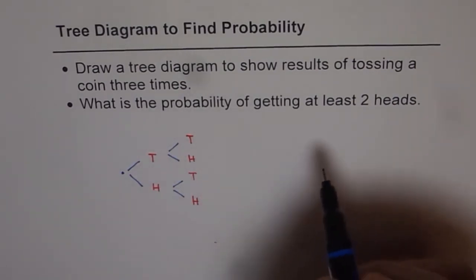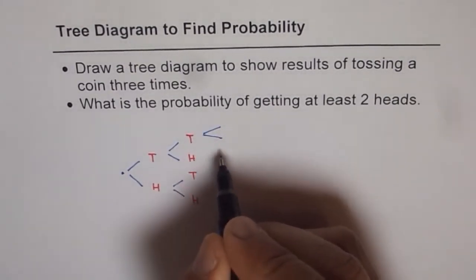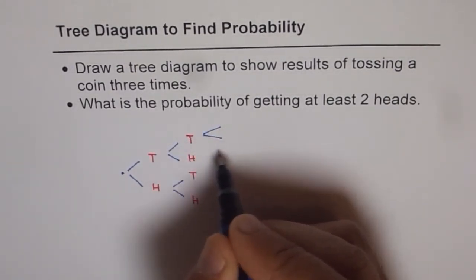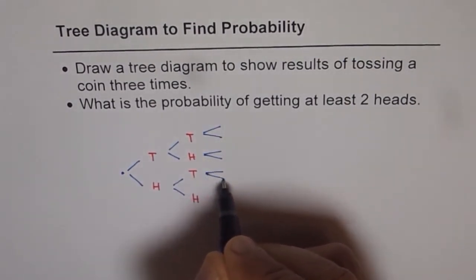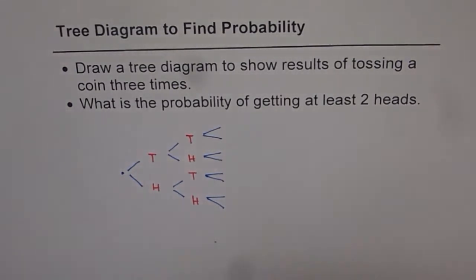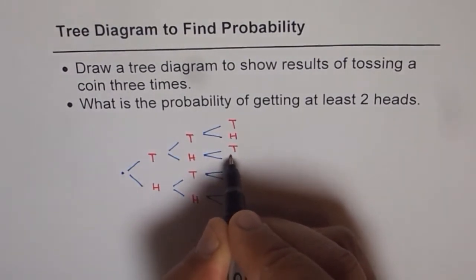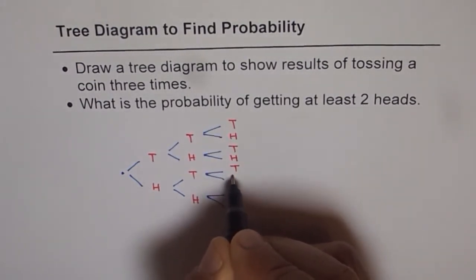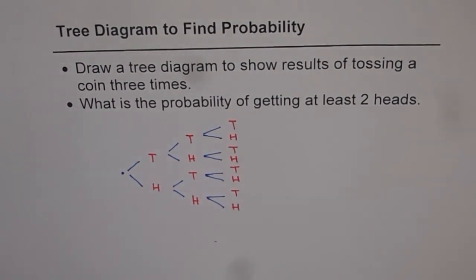Now for the third time, if you toss it again, then for each event we have 2 possible outcomes. They are again tail or a head. So let's write it down. We have tail or a head, tail or a head. So that is the third branch. The third toss gives us the third branch. Now combining all these, we get our result.